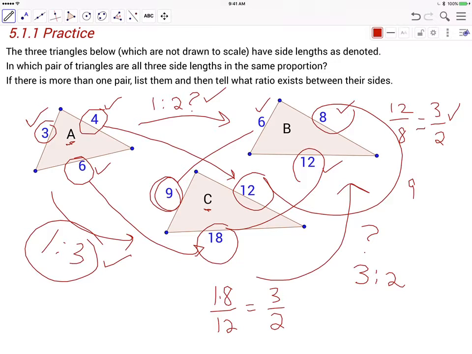Does 9 relate to 6 the same way that 3 relates to 2? Yes. So all three of these triangles relate to each other: a 1 to 3 ratio, a 3 to 2 ratio, and a 1 to 2 ratio. And hopefully that's what you got.